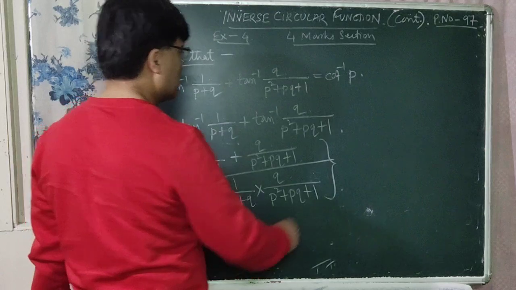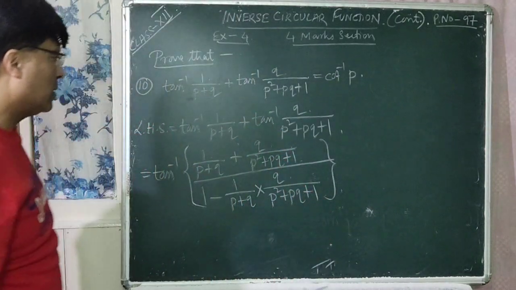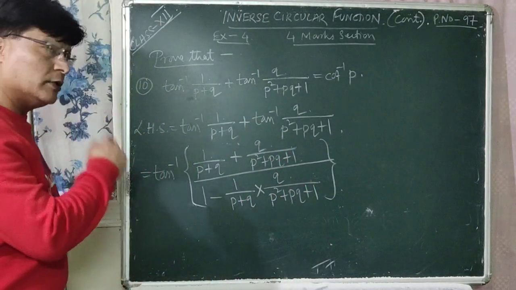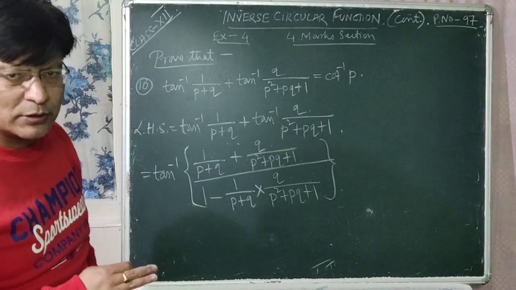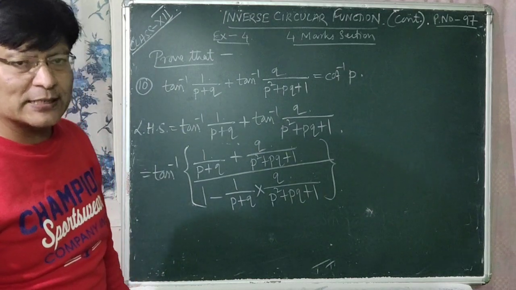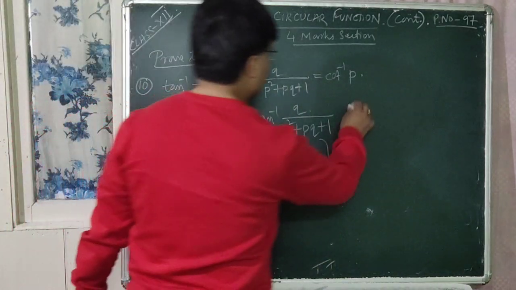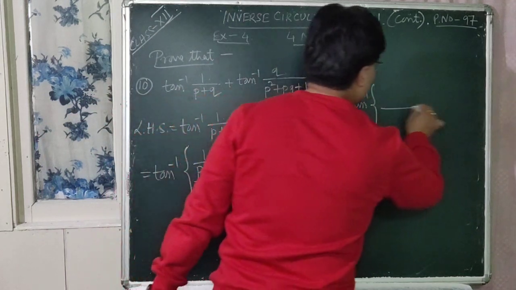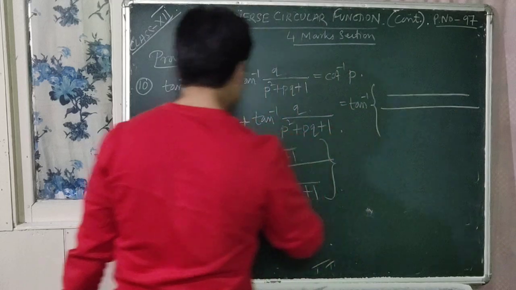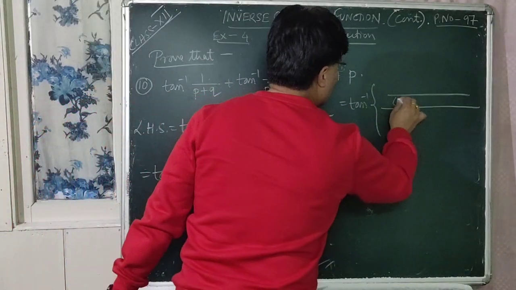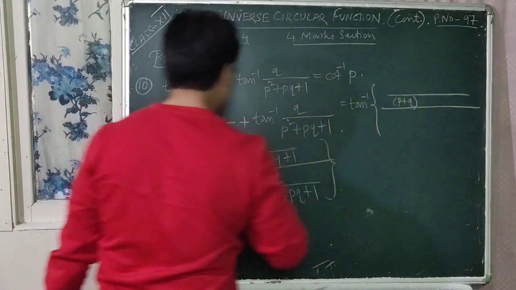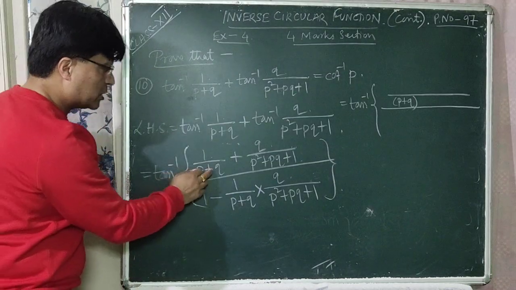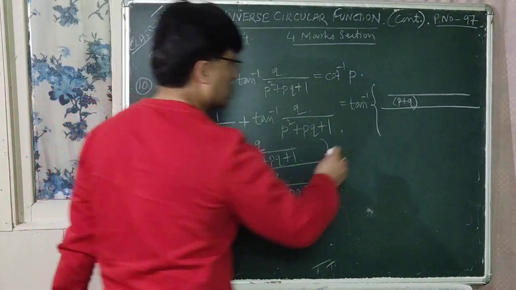So which is equal to, now next, in the next step, what will you do? You should find out the LCM in both the numerator as well as in the denominator. Okay. So it's equal to tan inverse. Now within second bracket, in the numerator, what's the LCM? It is P plus Q into P square plus PQ plus 1, isn't it?